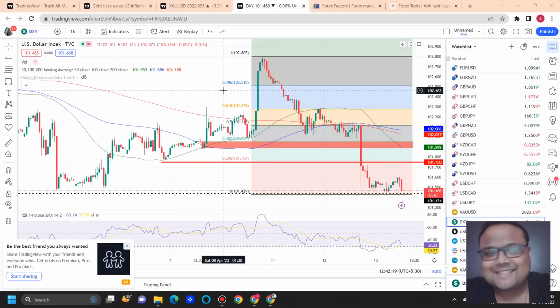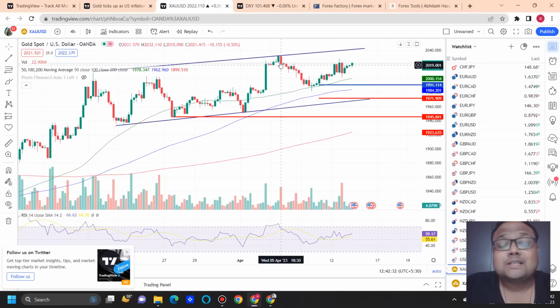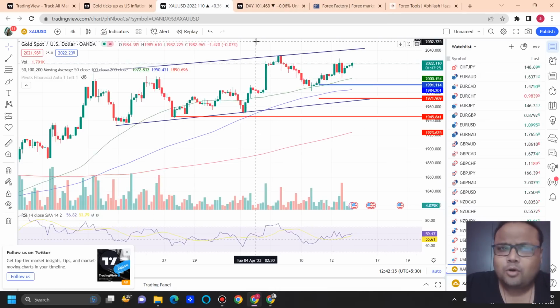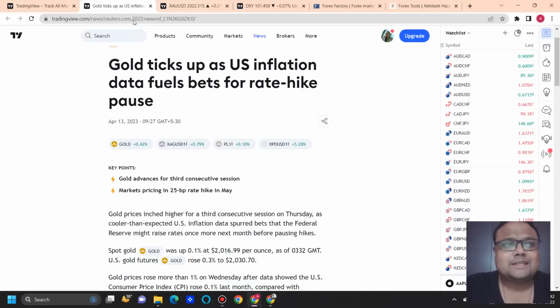So let's get started. My dear friends, after CPI and FOMC, we got to see some crazy moves in the market. There was a sharp upside on the chart of gold right after CPI and we saw a sudden drop also. Overall, there was extreme volatility yesterday, and right now we can see that market is standing at 2022. This is the current market price.